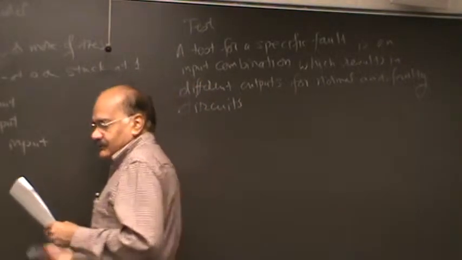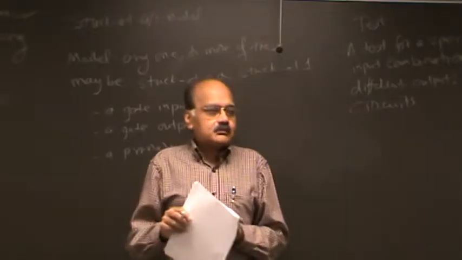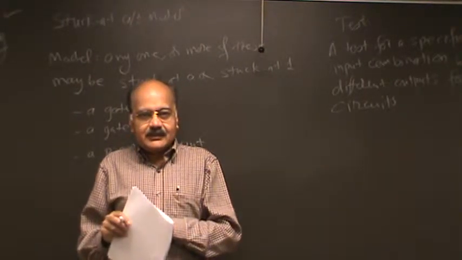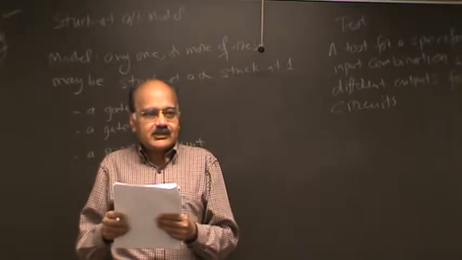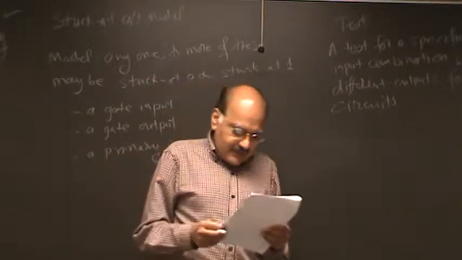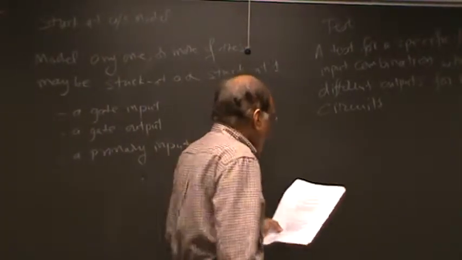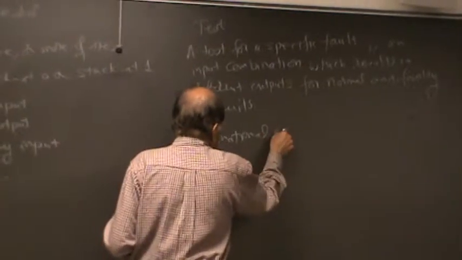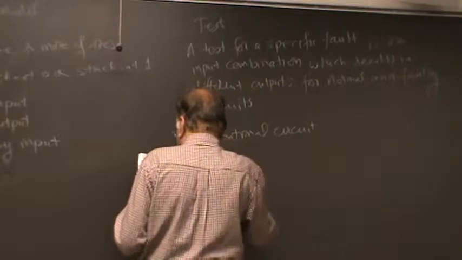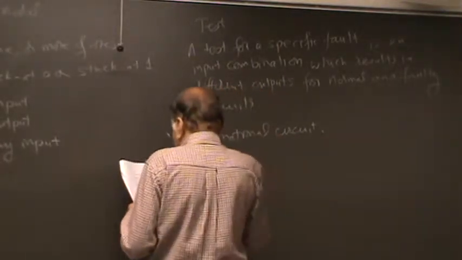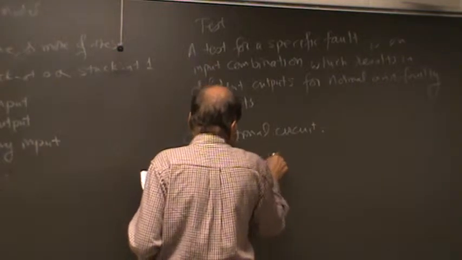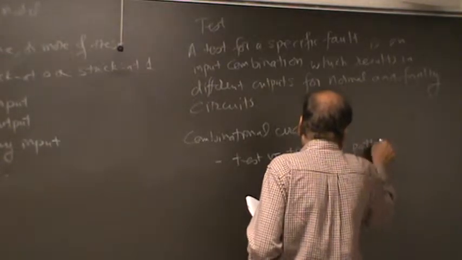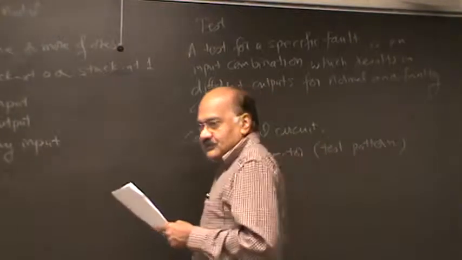Now here we are assuming that we have a circuit. You apply something at the input and you observe the output. And if the output is different from what you expect, then that is a test for a specific fault. And now if it is a combinational circuit, then we have, as I was mentioning last time, a test vector, and it is also sometimes called a test pattern, and we are going to see some examples.